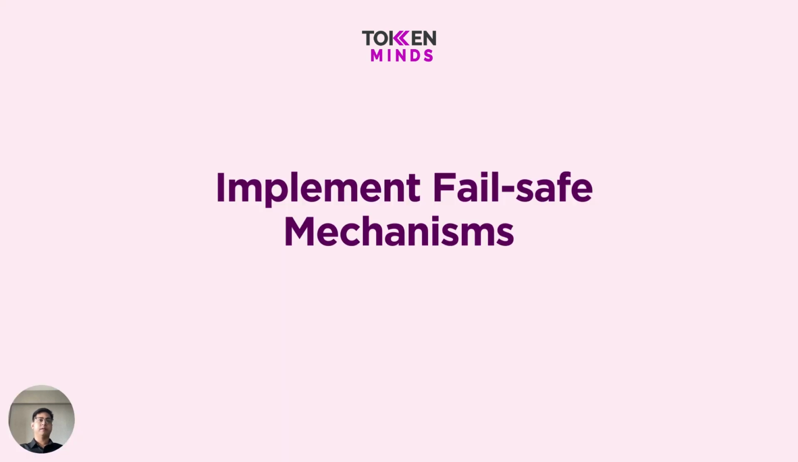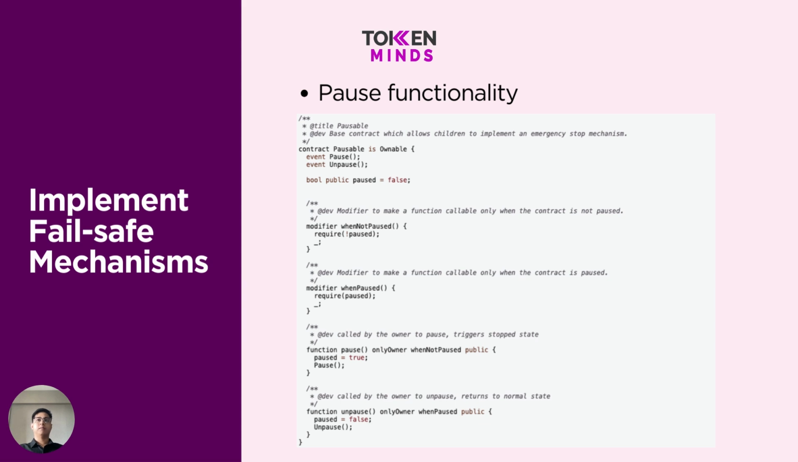Implement fail-safe mechanisms. Pause functionality is like a circuit breaker for your smart contract. By implementing this feature, you have the ability to halt the smart contract in case of emergency. In case of failure, make sure that your contract fails gracefully and does not lock funds, and it should also not be stuck in a vulnerable state.